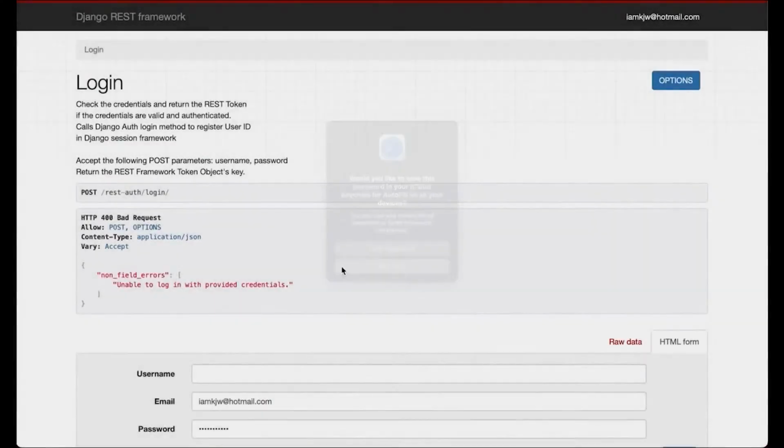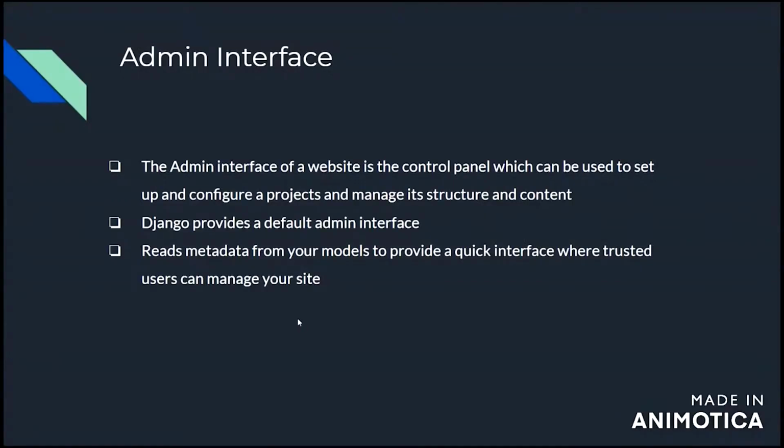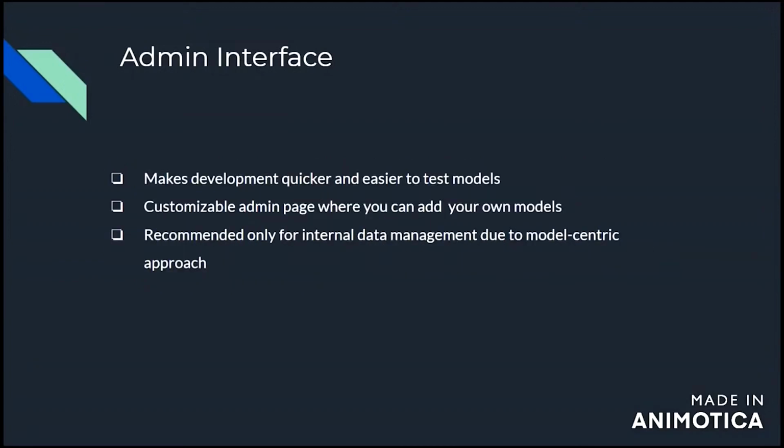The admin interface of a website is the control panel, which can be used to set up and configure a project and manage its structure and content. Django provides a default admin interface. This reads metadata from your model to provide a quick interface where trusted users can manage your site. And this means that you don't need to write an admin interface for your project, and that can save you a lot of time during development and also makes it easier for you to test your models.